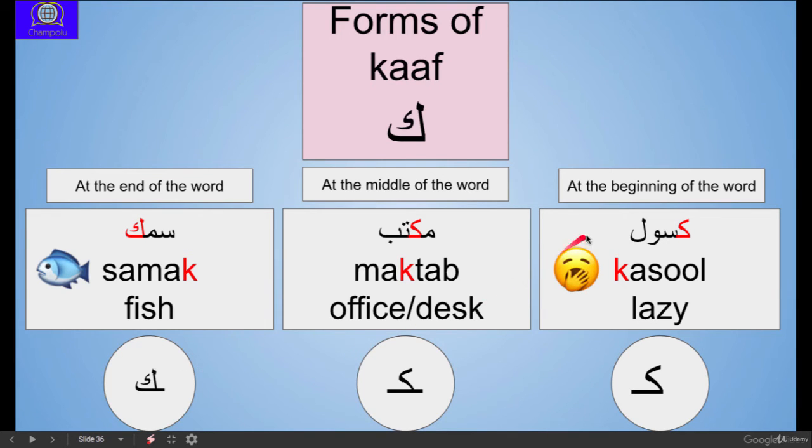So let's take the word kasul, which means lazy. You'll find that it has the letter kaf in the beginning, so it takes the initial form. While for the word maktab, which means office or desk, you'll find that the letter kaf comes in the middle of the word, so it takes the medial form. And here we'll find the word samak, which means fish, where the letter kaf comes at the end of the word, so it takes this final form.